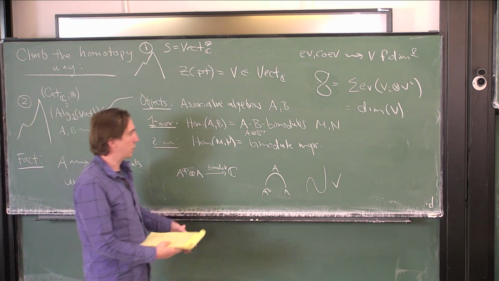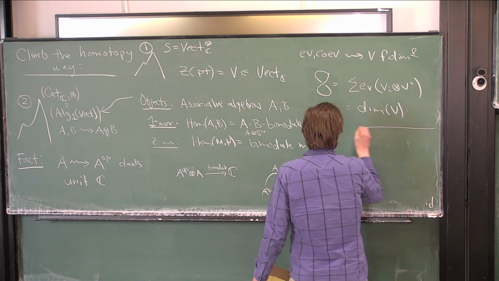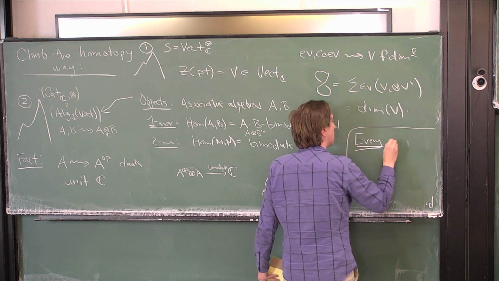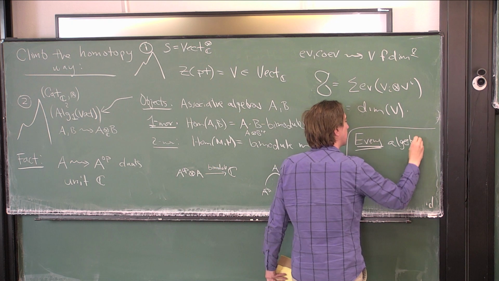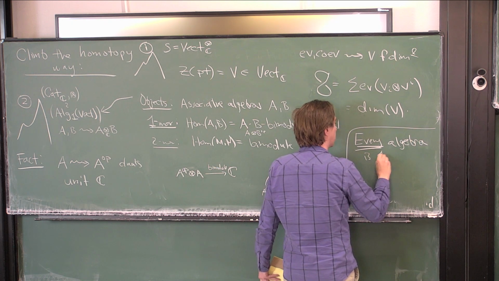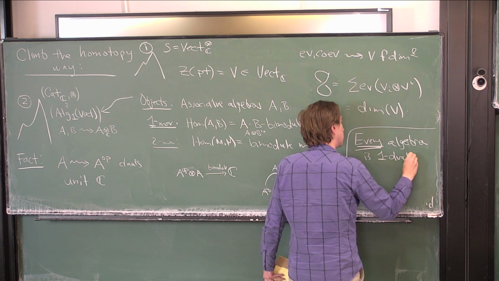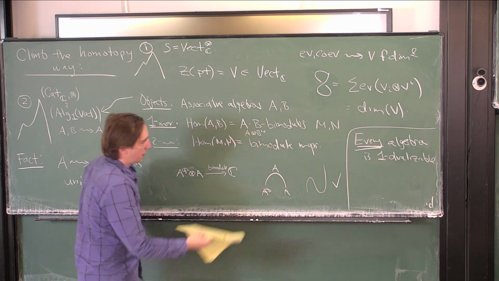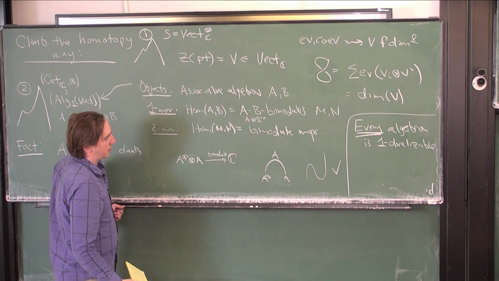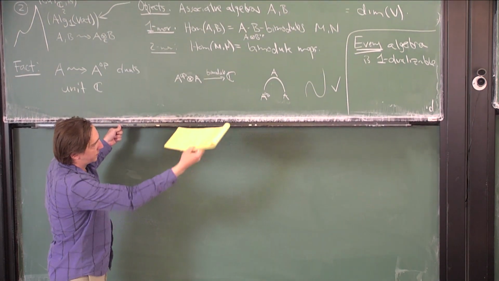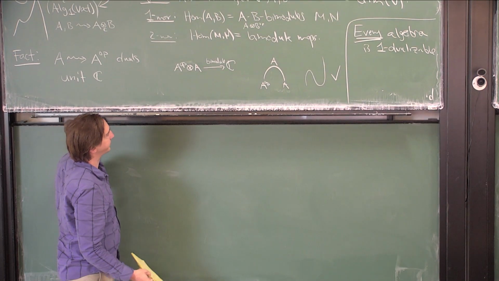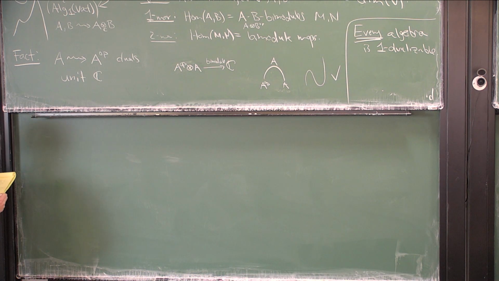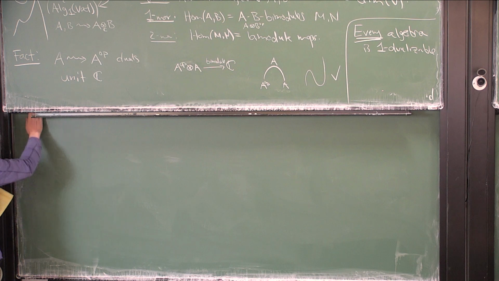Okay, so the upshot is, and this is important, we'll come back to this, every algebra is one dualizable. Okay, I'll say that this is a very general thing that I'll explain. Okay, but now it gets more interesting when we talk about two dualizability.